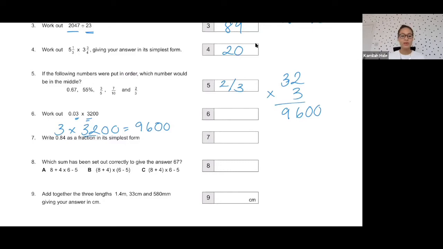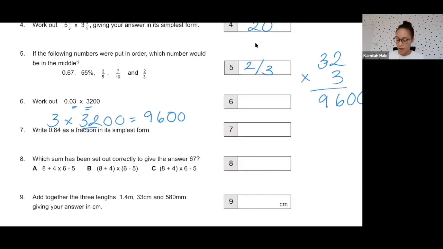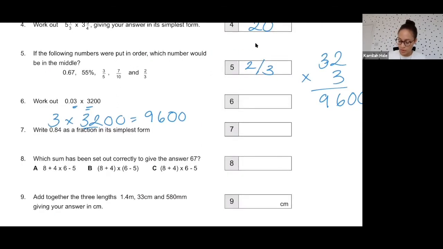So I've ignored the decimal points. However, I can't do that forever. So I need to put them back in. I have 2 numbers behind the decimal point. So I put 2 numbers behind the decimal point in my answer, and that gives me 96. There's no need to write the zeros at the end of it, so our answer is just 96 after all that.